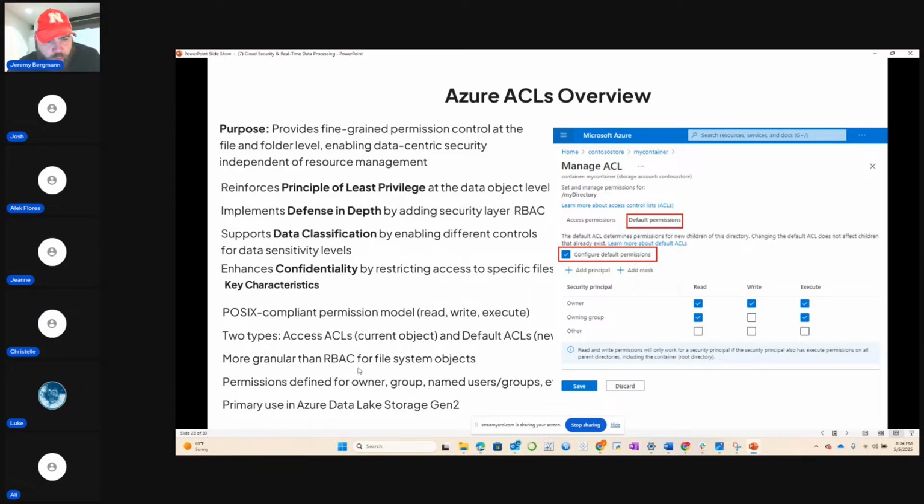It's more granular than role-based control for file system objects. The role-based controls can only do so much, like are you administrator, owner, user? They're kind of broad. These are very specific to files and folders. Permissions can be defined for owner, group, named users, etc. You can define it a bunch of different ways for different users. It's primarily used in Azure Data Lake Storage Gen 2. Okay.